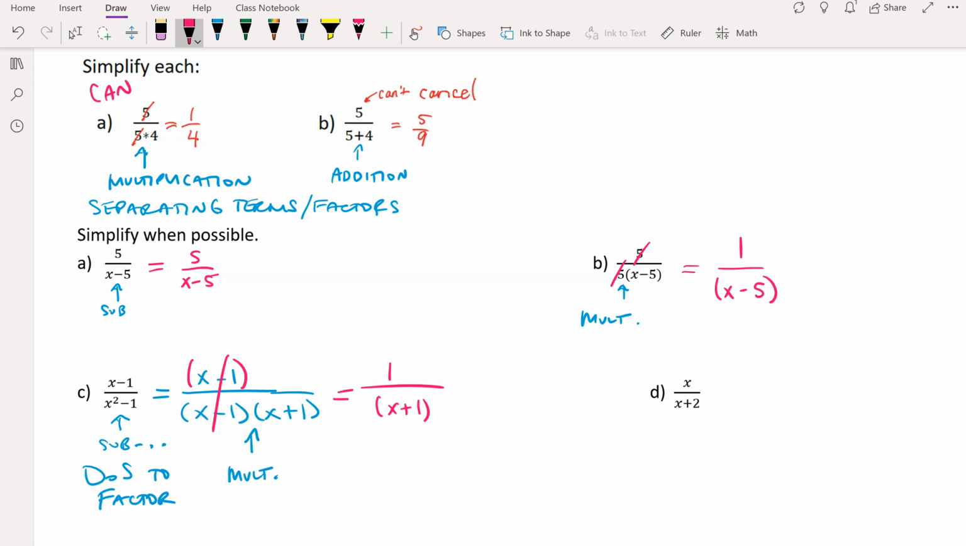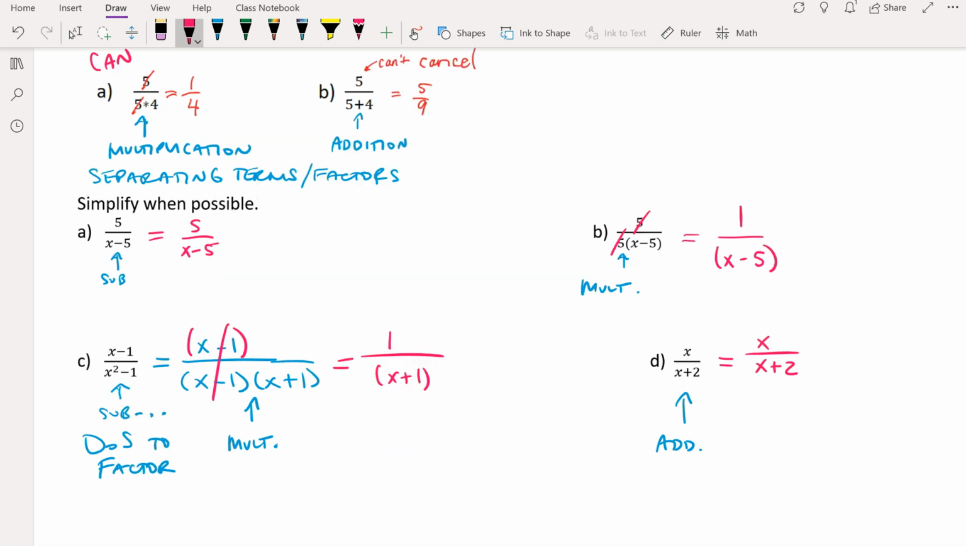All right, and our last one, are we allowed to cancel anything for this one based on the operation that you see? Can you cross out anything? If so, what? We cannot cross out here because we have addition. So is it possible to simplify? Can we add x plus 2? No. So it's fully simplified. That is what it is. You're done. We can't simplify any further.